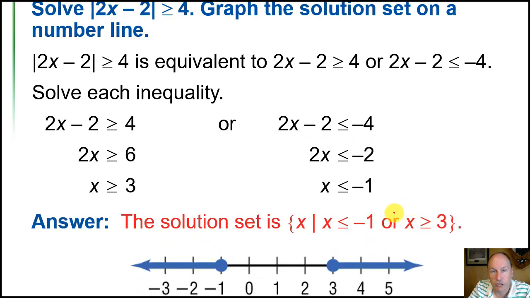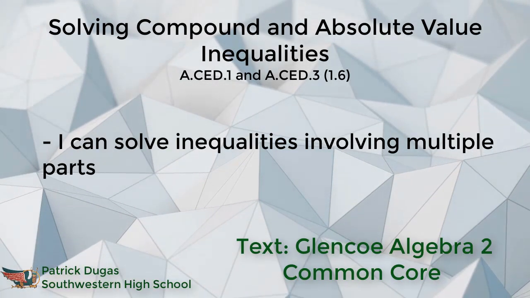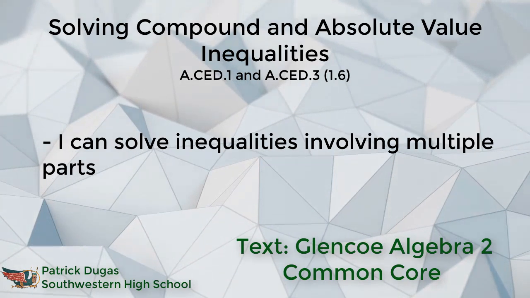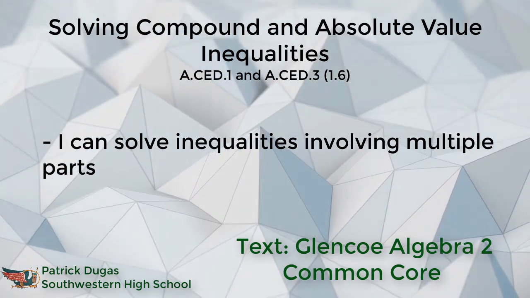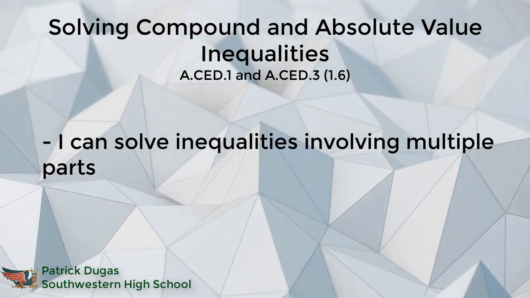And this is what our solution looks like graphically. It's all the numbers less than or equal to negative 1, and at the same time greater than or equal to 3. So both are less than or equal to and greater than or equal to, so we got two closed circles here going to the left of negative 1 on the number line and to the right of 3. And that's our solution. This screencast dealt with solving compound and or inequalities, including those involving absolute value.